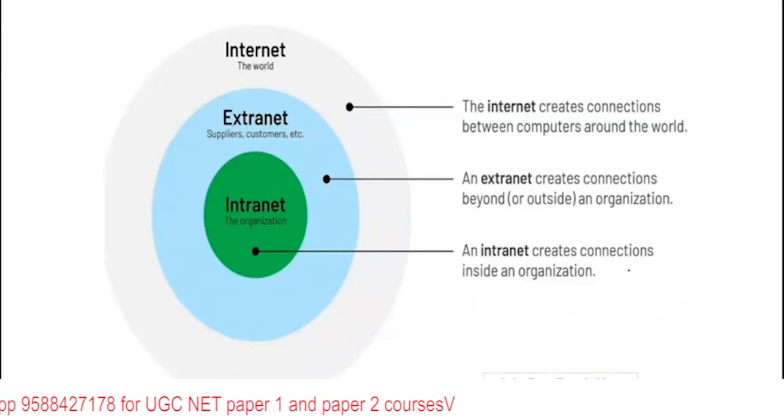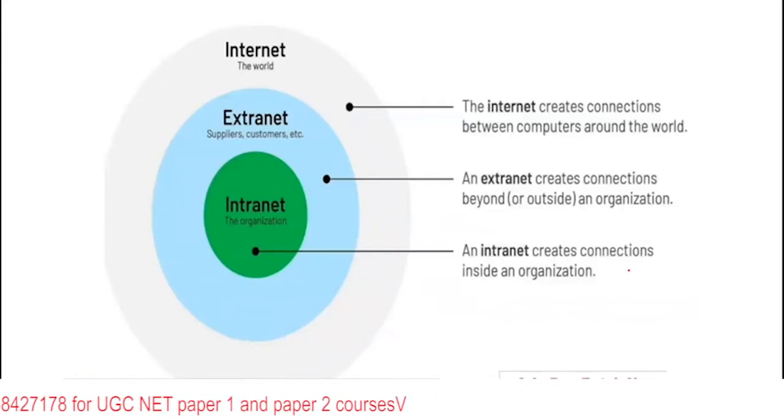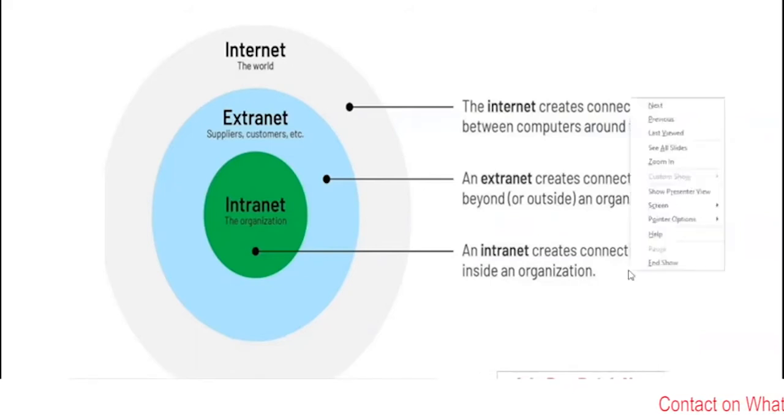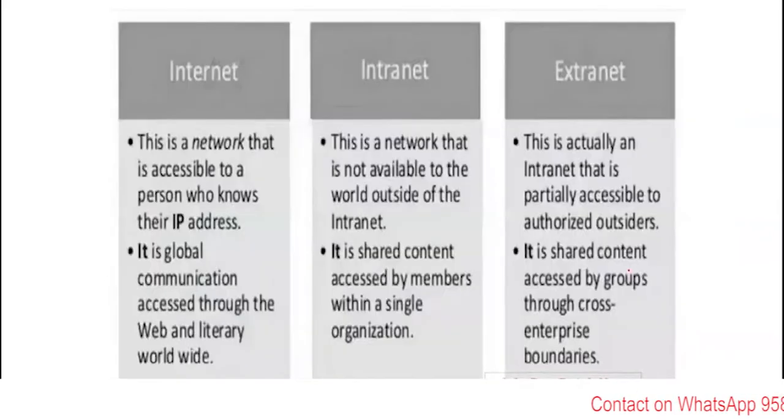When we talk about intranet, it creates connections inside the organization. When we talk about extranet, it creates connections outside or beyond an organization. And when we talk about internet, it creates the connection between computers and the world. So intra is inside, extra is outside, and internet is connection throughout the world. Just keep this in mind, as this can come in any form of question.